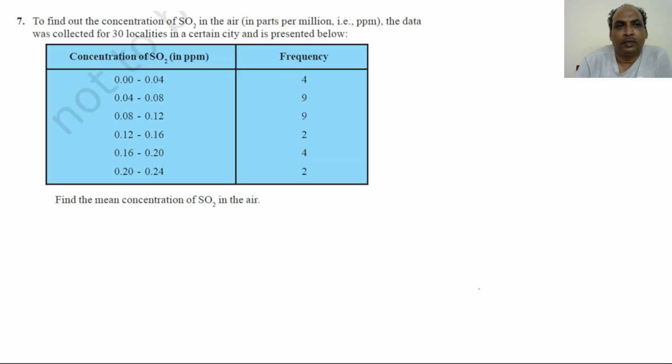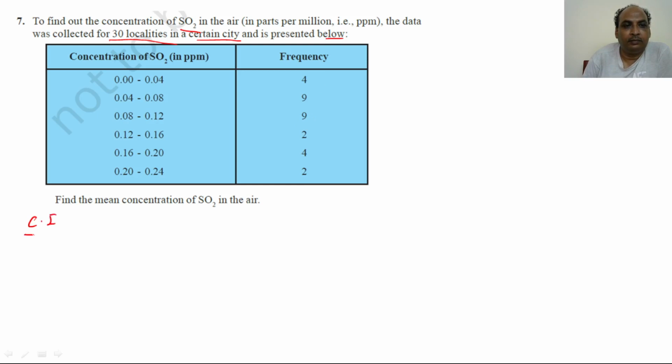Question number 7. To find out the concentration of SO2 in the air in parts per million, the data was collected for 30 localities in a certain city and is presented below. So 0.4, 499.8. This and this both are same, so that much problem is not there. So let us find out.